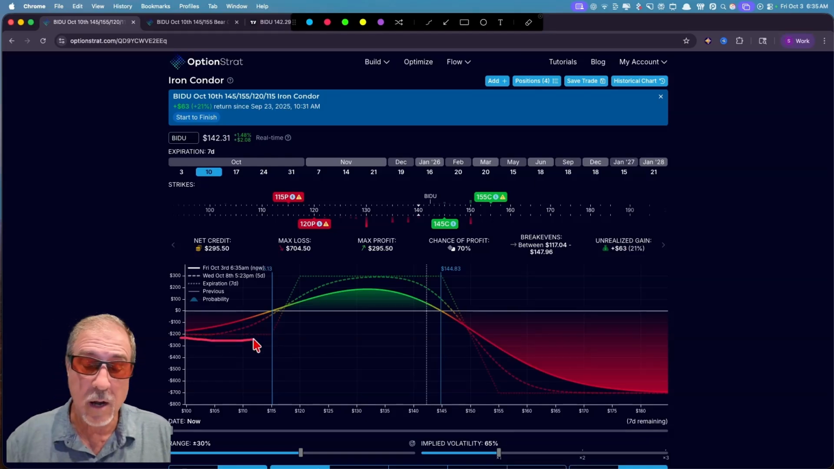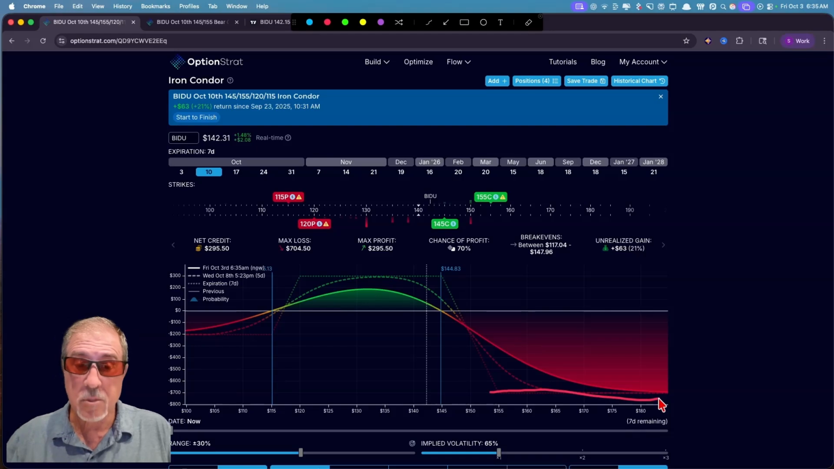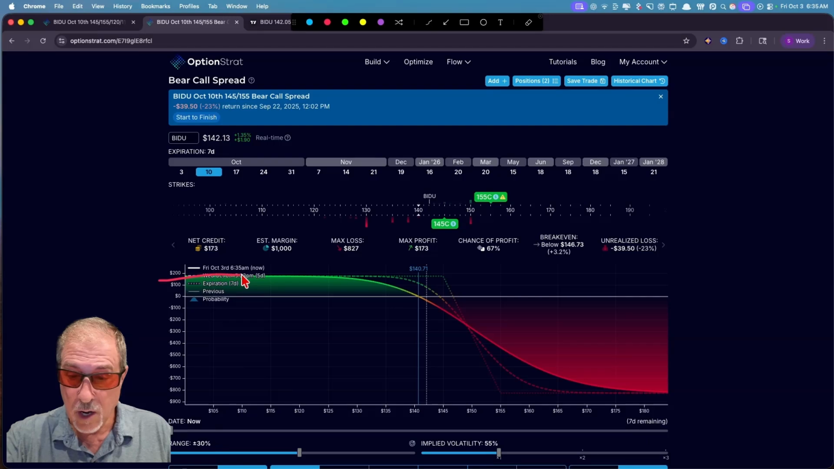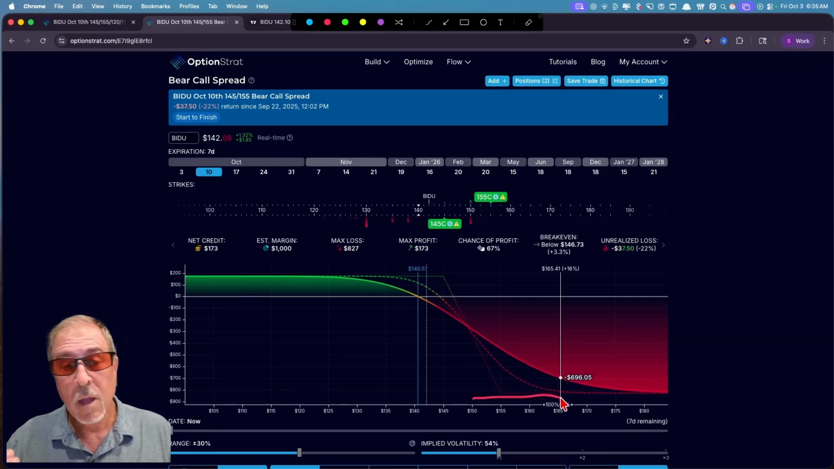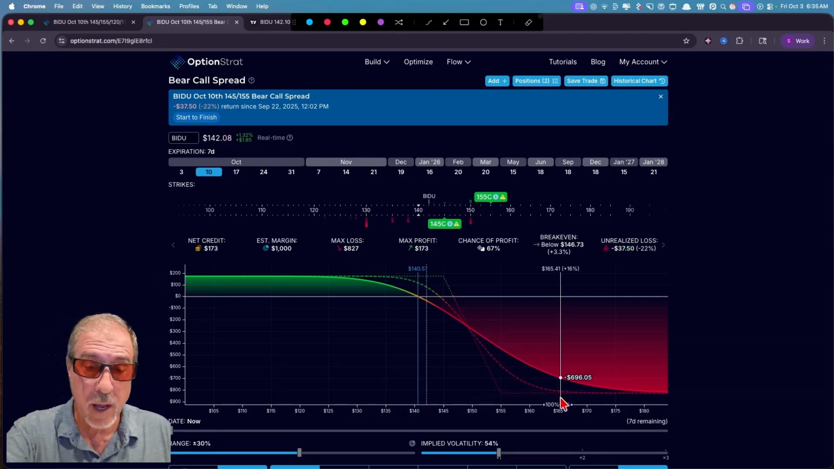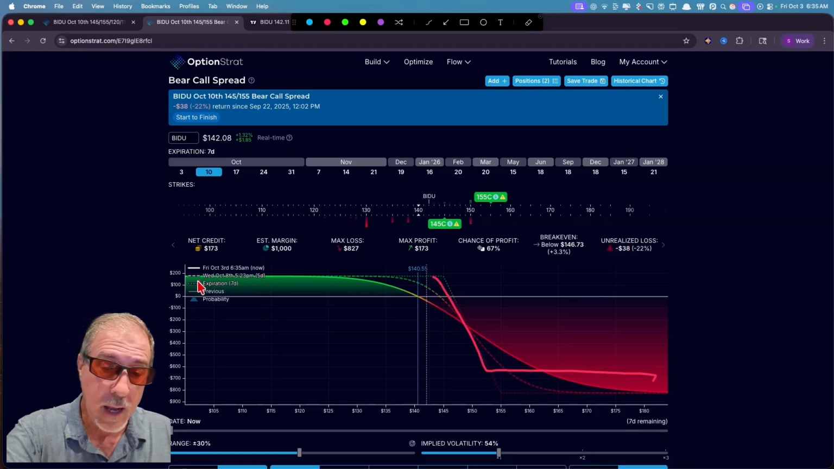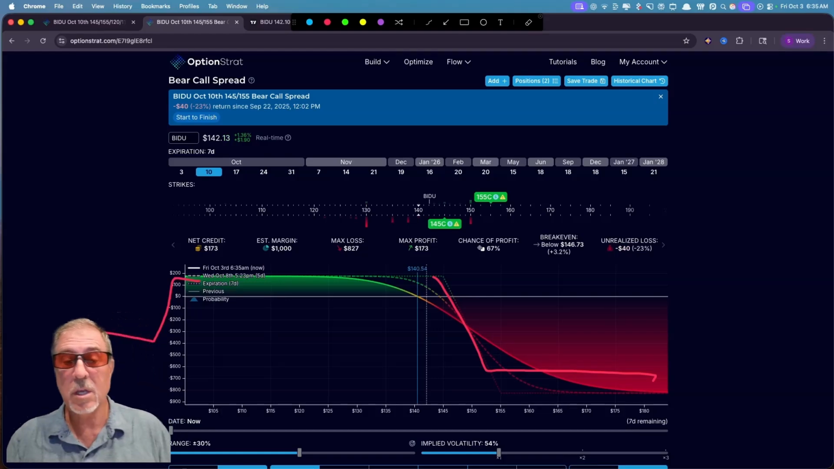So now I had $200 in downside risk, which I did not have before, and my upside risk was about $700 versus no downside risk here and upside risk of about $900. So by adding that put spread, when Baidu pulled back into here, I basically took off some of my risk here and I added some risk here.